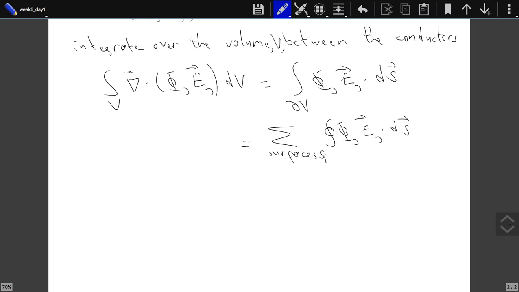Now remember, the surface of a conductor has to be an equipotential surface. So phi3, remember, is equal to phi1 minus phi2. Phi1 is one possible electrostatic potential. Phi2 is some other possible electrostatic potential. Both of them are constants on the surface of the conductors. So this difference on the surface of our conductor is a constant.